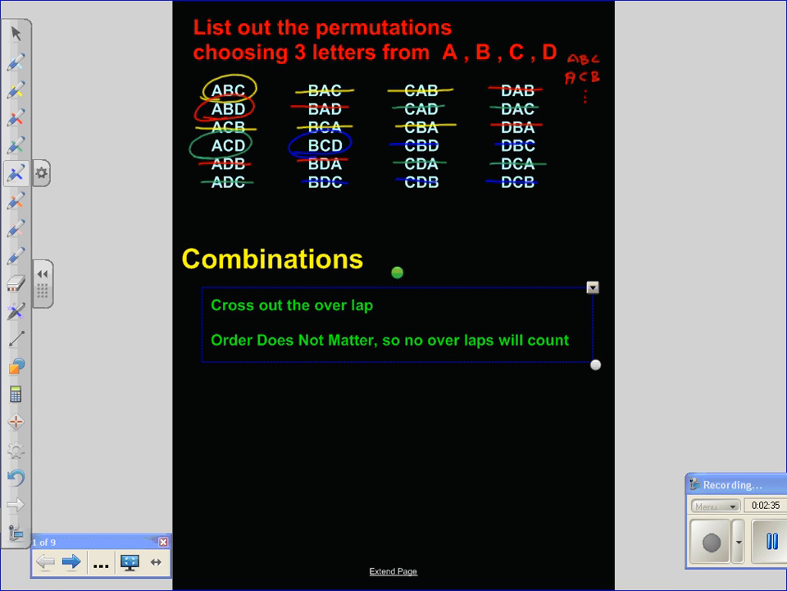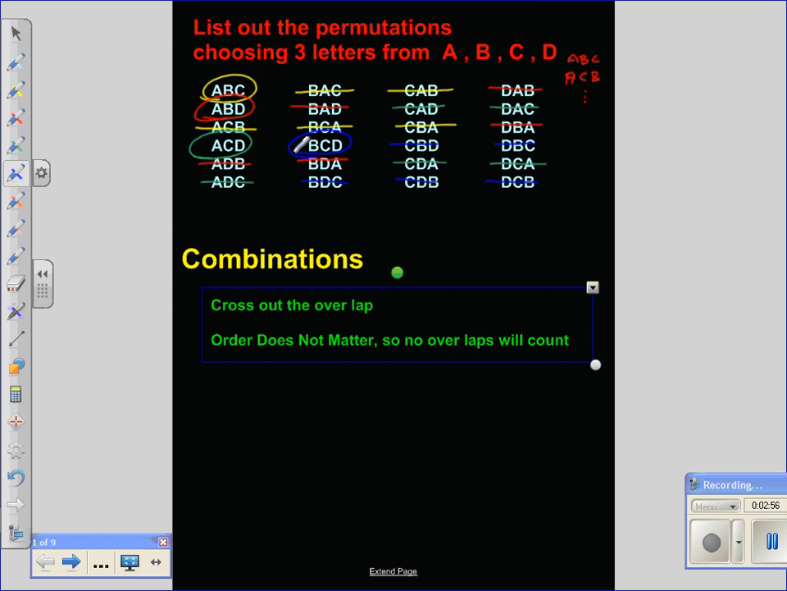So if we look at our combinations here, when we take these 4 letters, we're only going to get 4 possible combinations because we don't want those overlaps. We only want to count it when we see the letters ABC one time. We see the letters ABD, we only want to count that once. And that's how we talk about combinations.